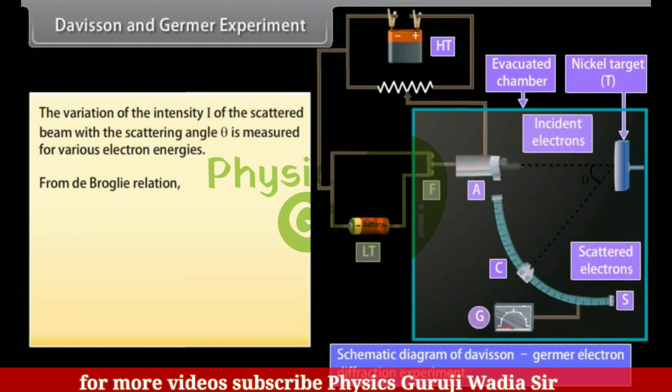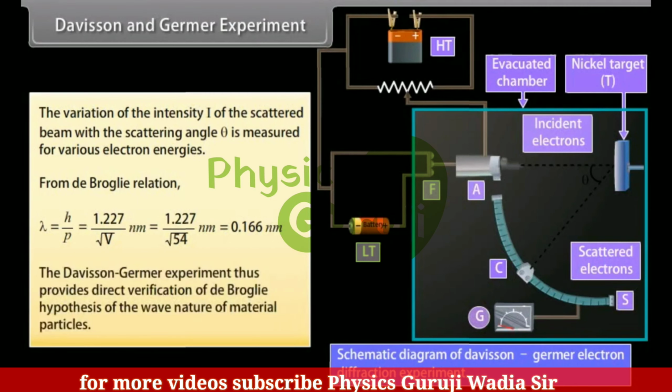For these electrons accelerated through a potential difference of 54 V, lambda = h/p = 1.227/square root of V nanometer = 1.227/square root of 54 nanometer = 0.166 nanometer. The Davisson-Germer experiment thus provides direct verification of the de Broglie hypothesis of the wave nature of material particles.